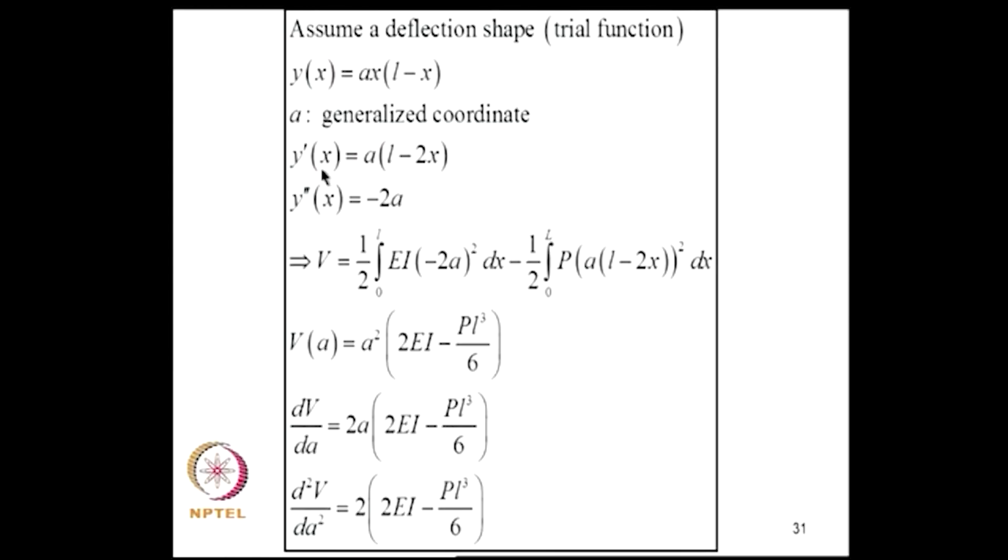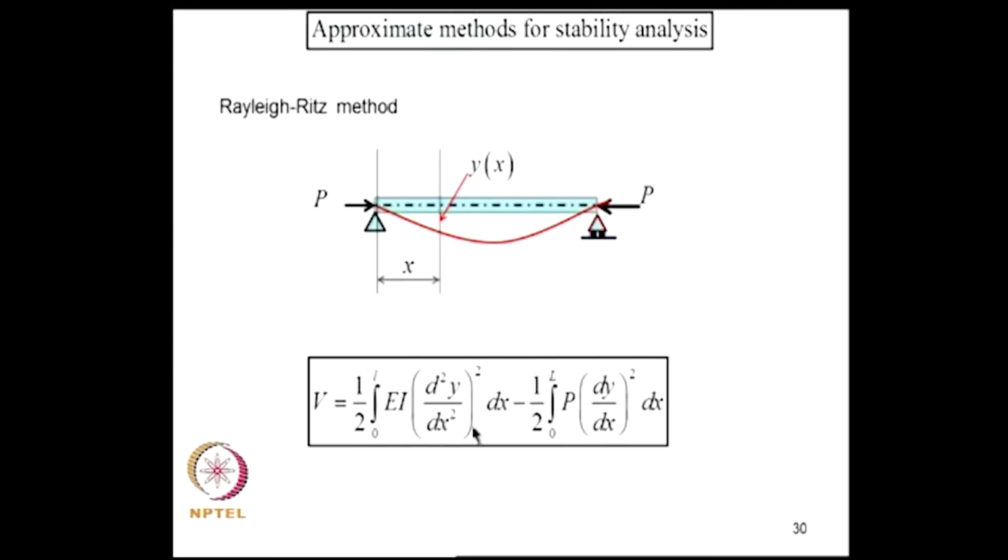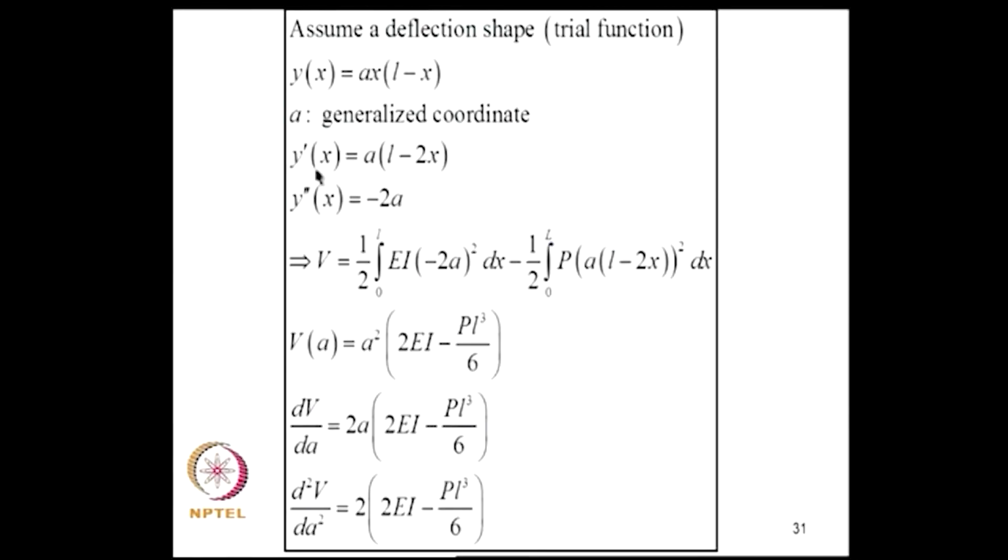Now, if you look at the expression for total potential, it has d square y by dx square and dy by dx. So, you find out y prime of x, I get A into L minus 2x, y double prime of x is minus 2A. Substitute this into V and perform this integration, I get V of A to be A square times (2EI minus PL cube by 6). dV by dA, simple, you differentiate this with respect to A, I get this. d square V by dA square, I get this.